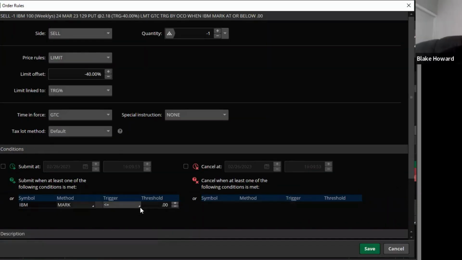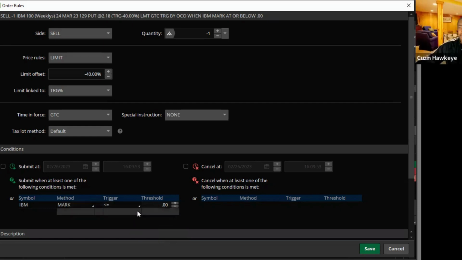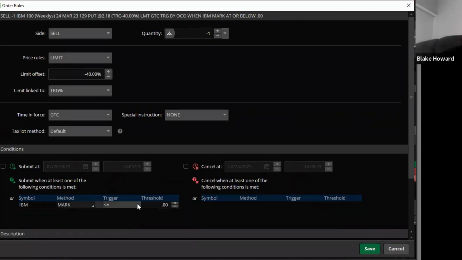Okay. And then you don't change that trigger mark. Trigger is less than. Less than, yeah, gotcha. I better look at my other one by 80% and make sure that says equal to or greater than. Right. But yeah, for our stop loss, it's less than.